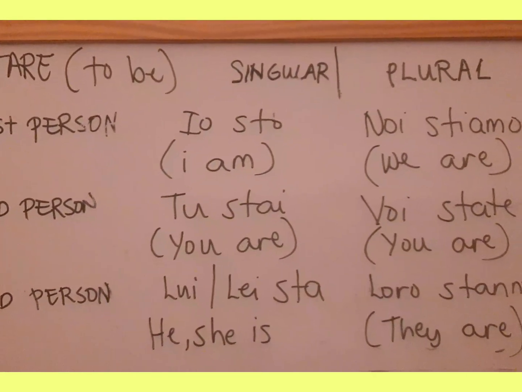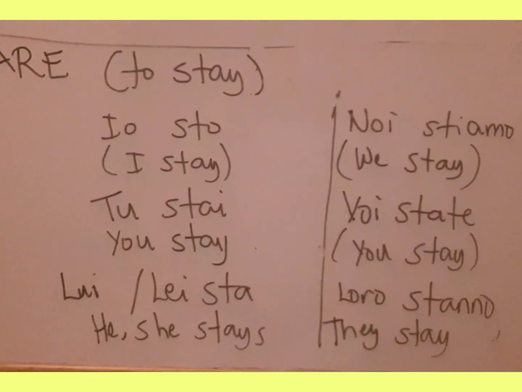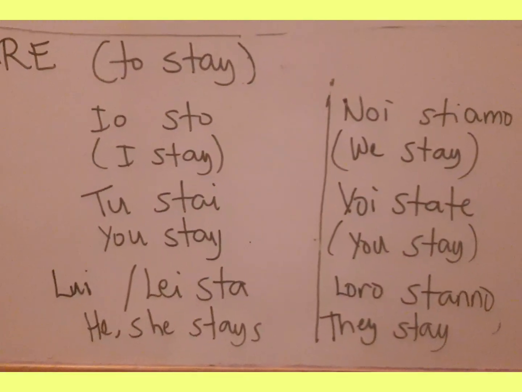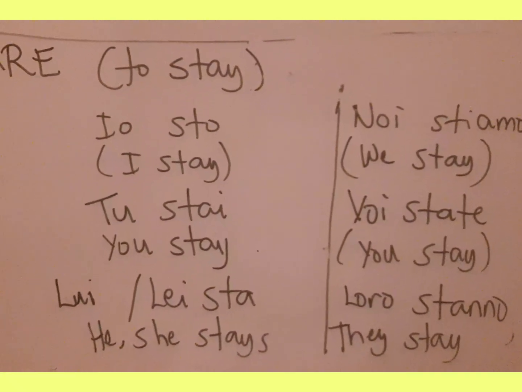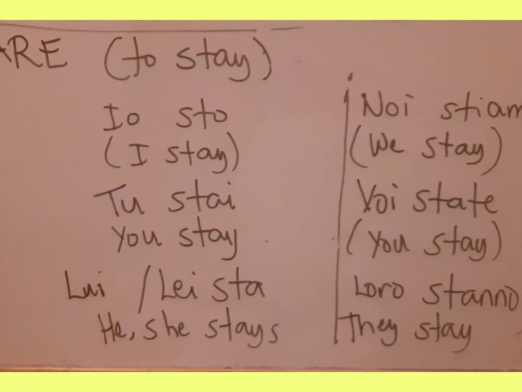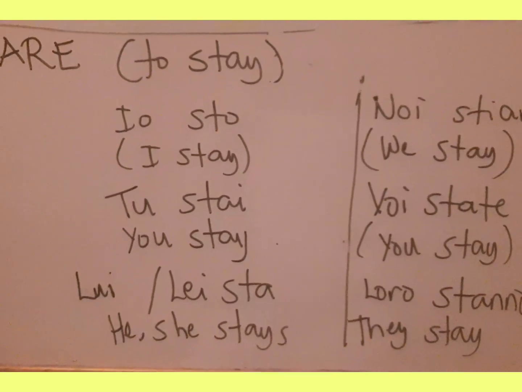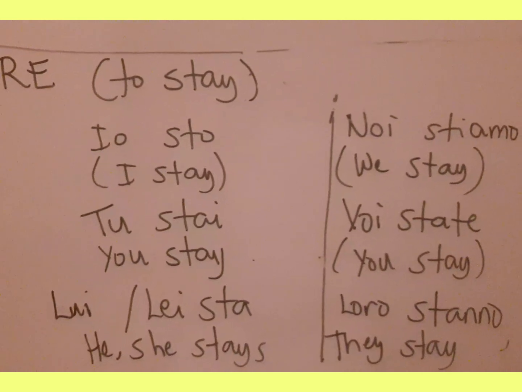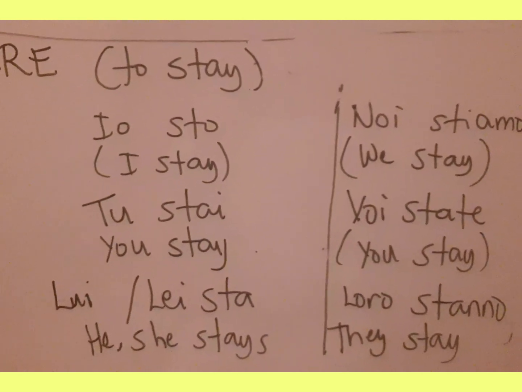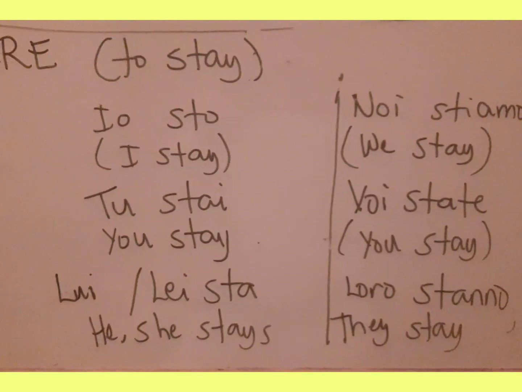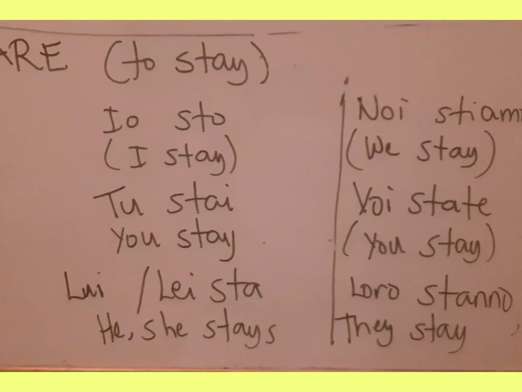Another meaning of the verb stare is to stay. Io sto, I stay. Tu stai, you stay. Lui, lei sta. He, she stays. Noi stiamo, we stay. Voi state, you stay. Loro stanno, they stay. Stare, to stay.